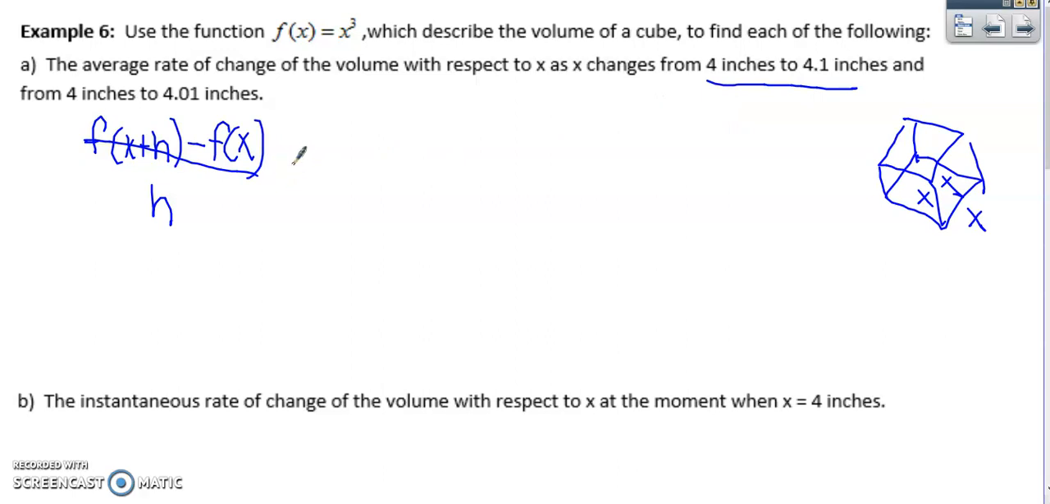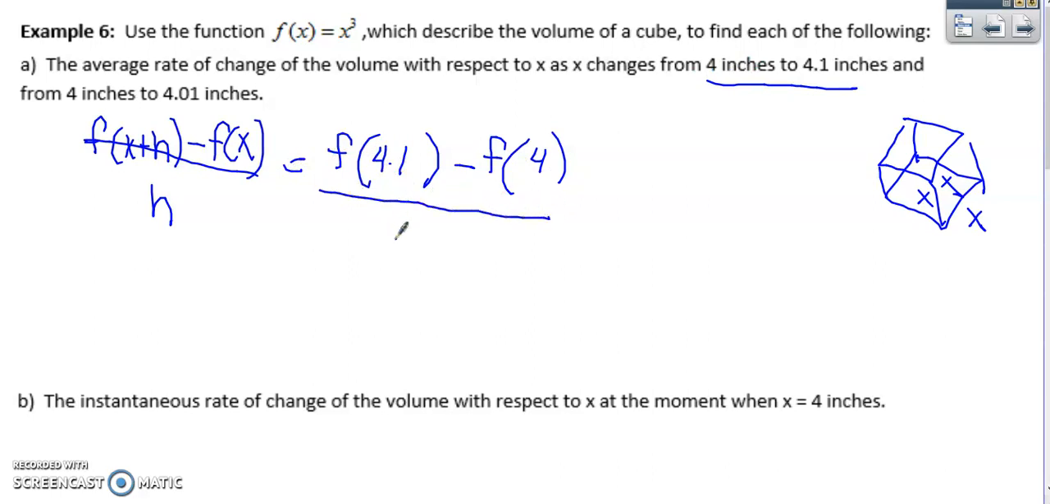So here's what this says. F of x plus h. X is your starting point. H is the change. Okay, so x here is your starting point, the 4 inches. It's changing from 4 to 4.1 inches. So 4.1 is your x plus h, which means your h is the 0.1. So 0.1, h represents the change. When we take the limit as h goes to 0, we're saying as the change gets down to like instantaneous, it gets right on top of each other.